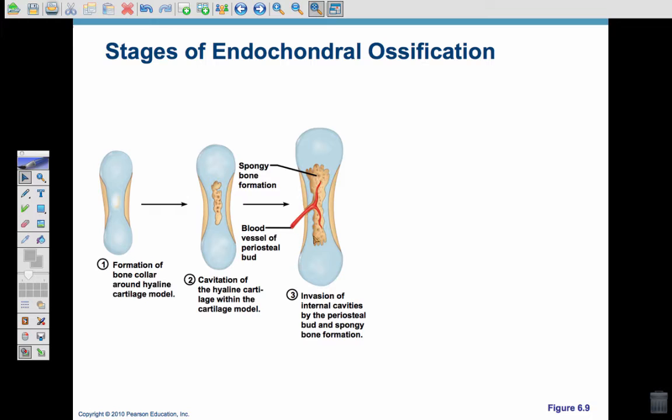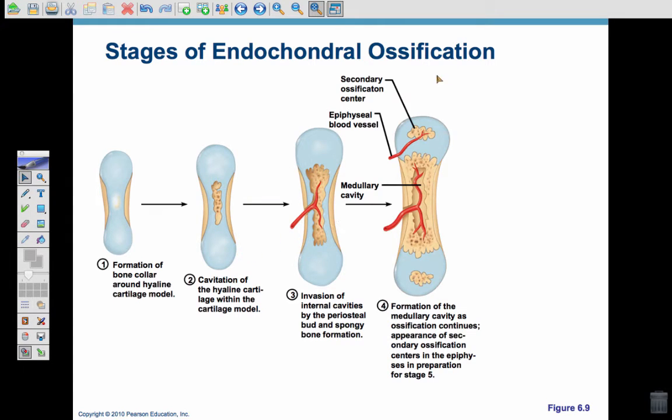So now you have spongy bone within, you have the compact bone forming outside, and other ossification centers develop in the epiphyses, in addition to in the diaphysis. Ultimately, a medullary cavity is created. And by the way, in this process, what we're seeing is not the conversion of the cartilage into bone, it's simply the replacement of the cartilage.